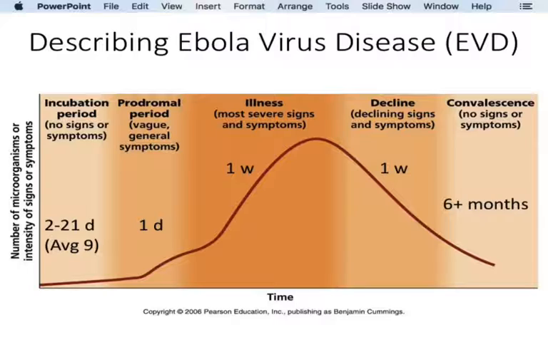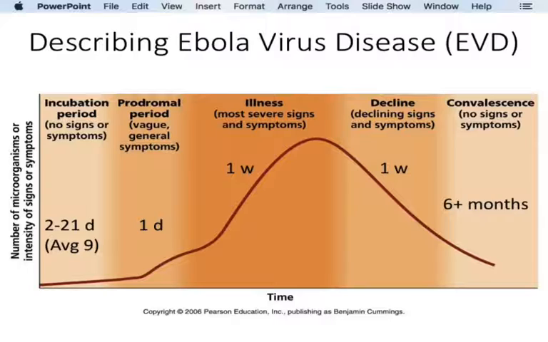If an individual survives, we find the decline period in which the number of viral particles decreases. Usually this is because our immune response is able to control the infection. Somebody is still infectious during this period, and they can still be infectious during what we call the convalescence period. Convalescence is a period of time where signs and symptoms are largely gone, but the virus may still be there. It still may be infectious. And we did see in some cases of Ebola that this convalescence period lasted up to 6 months.